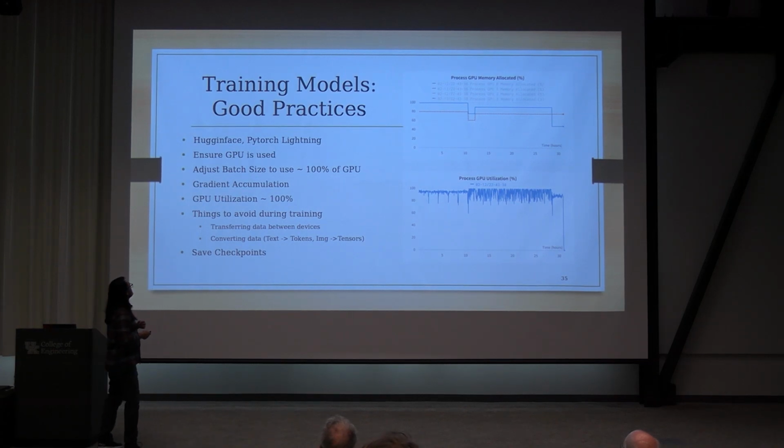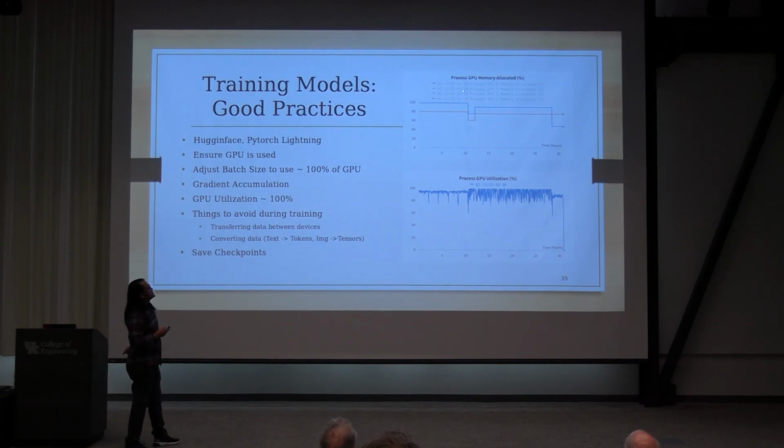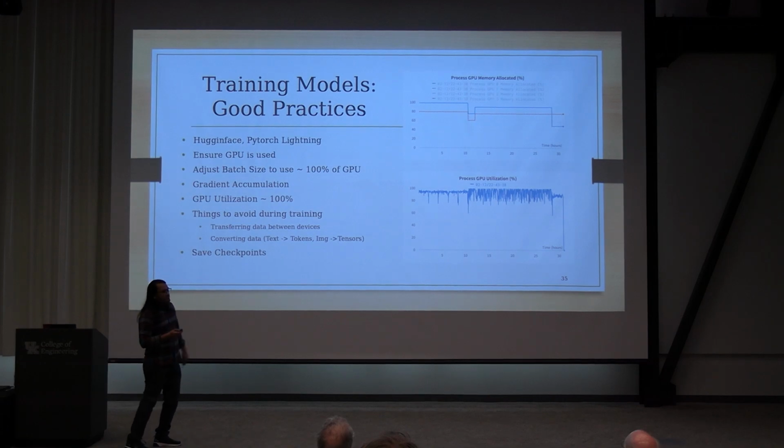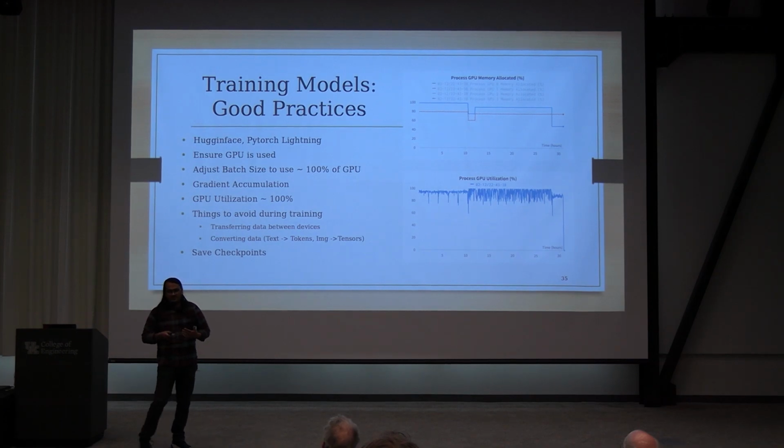optimize your GPU. The two things that I want to say over here: you see this graph is the process GPU memory allocated. You have to try to ensure that you're using 100% of your GPU memory. That way your training will run faster.